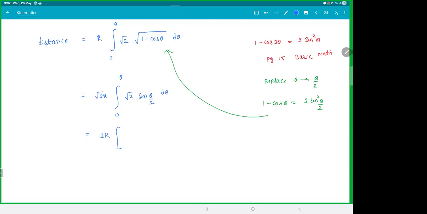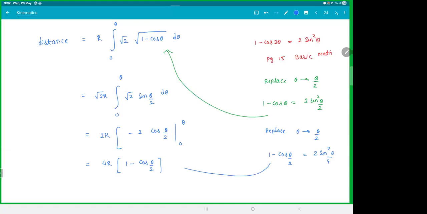And what is the integral of sine? Minus 2 cos theta by 2, with limits 0 to theta. That would be 4r times 1 minus cos theta by 2. Again, what is 1 minus cos theta by 2? If I do the same thing here, replace theta with theta by 2. This will become 2 sine square theta by 4. Take this and substitute here. You end up with 8r sine square theta by 4. That's your distance.